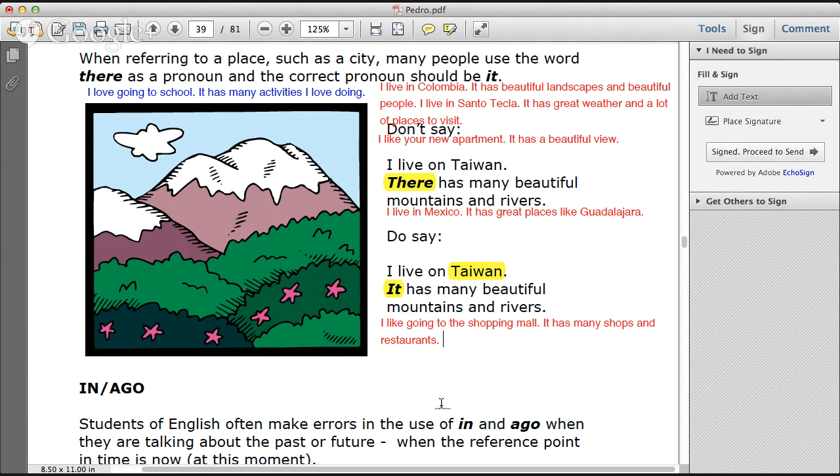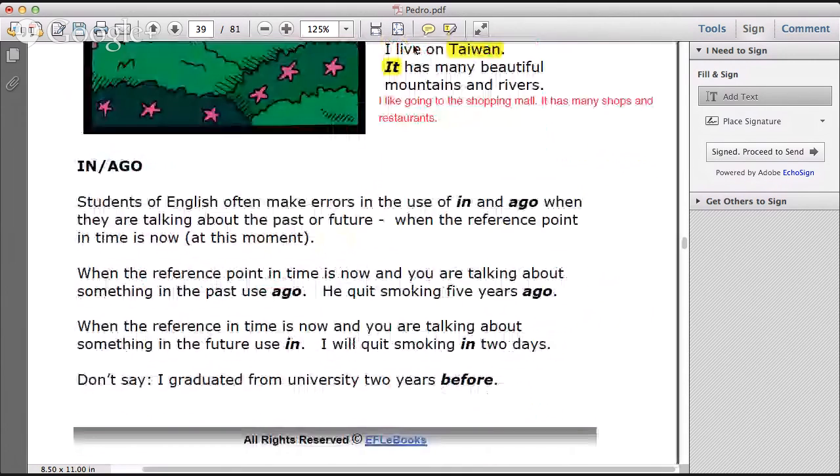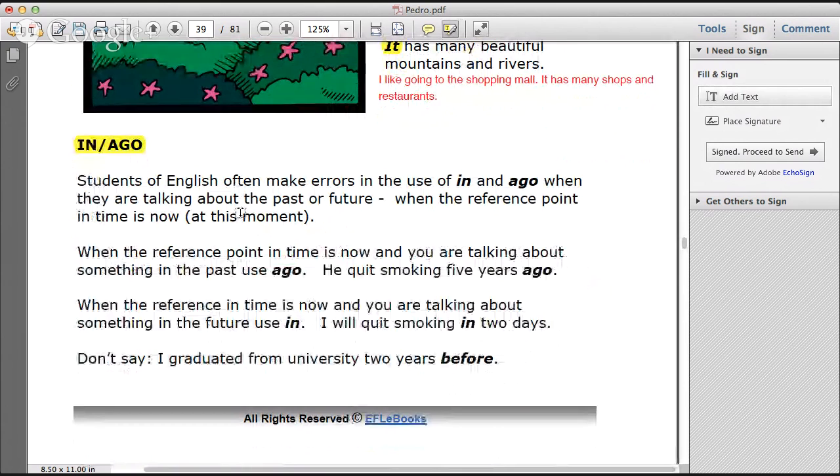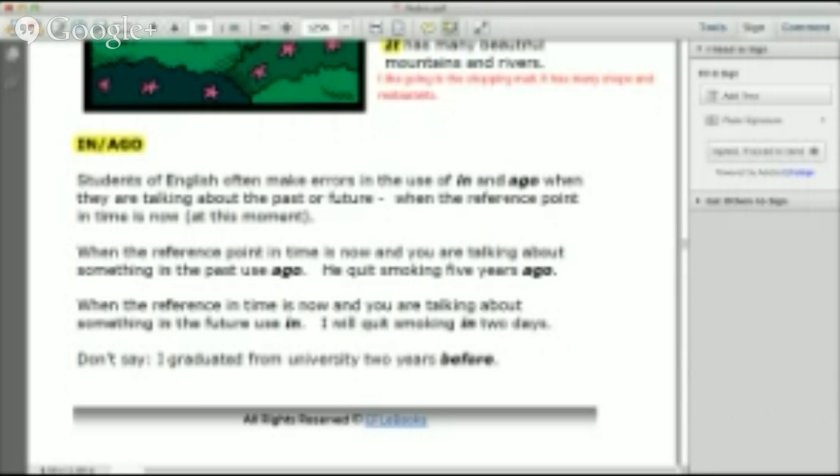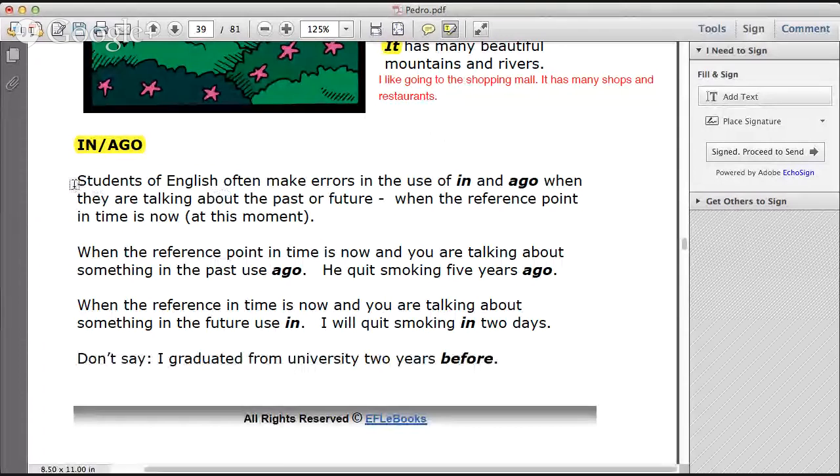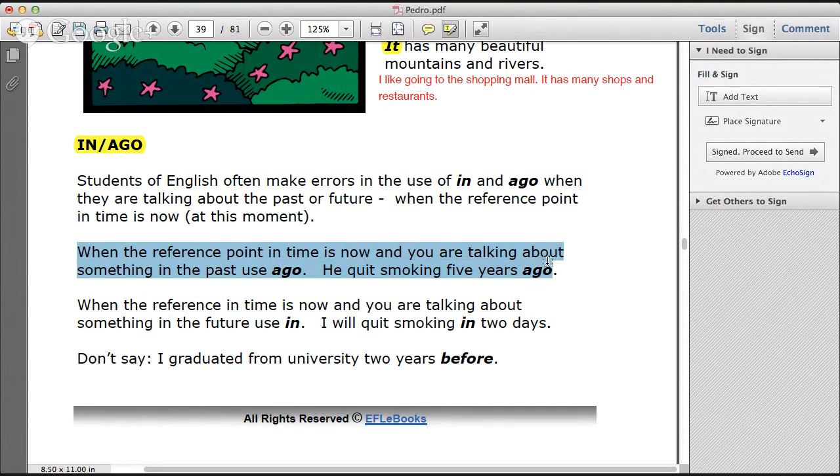Nope. Okay. All right, let's go to the words in and ago. Let's start off here with David. David, please read this first paragraph. In and ago. Students of English often make errors in the use of in and ago when they are talking about the past or future, when the reference point is time now, at this moment. Thank you.